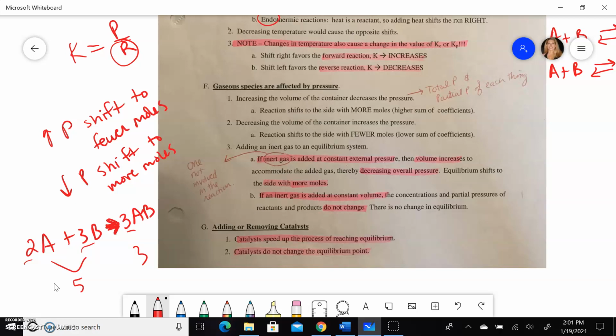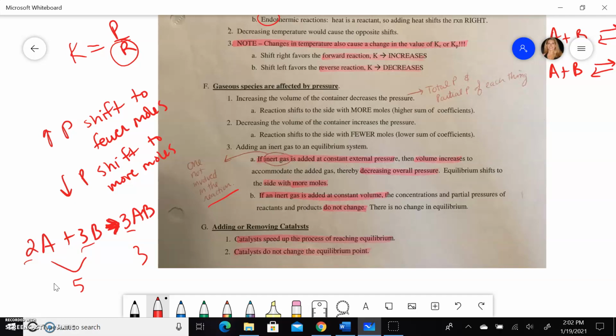And then you do want to make a note of these highlighted things here. Inert means not involved in the reaction. Sometimes you'll hear noble gases called inert gases because they don't react with things. If an inert gas is added at constant pressure, then the volume will increase to accommodate the added gas, and therefore will decrease the overall pressure, so equilibrium will shift towards the side with more moles. If the inert gas is added at constant volume, so the container can't change size, the concentrations and partial pressures of the reactants and products are not going to change because they're still hitting the walls of the container the same amount, and therefore there's no change in equilibrium.